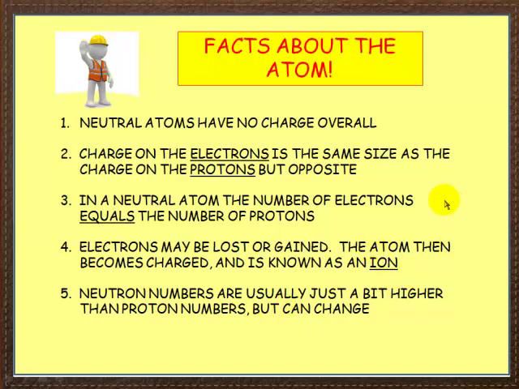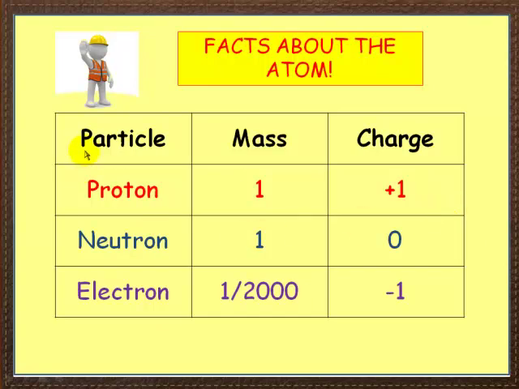Let's just summarise what we know about the atom. Three particles: proton, neutron, electron. What's the mass? Protons and neutrons have an atomic mass of just an arbitrary unit of one. So not a gram or anything, just an arbitrary unit of one. Compared to these two, electrons are tiny. It would take 2,000 electrons to have the same mass as a neutron or a proton. So each electron is 1/2,000th the mass of one of these.